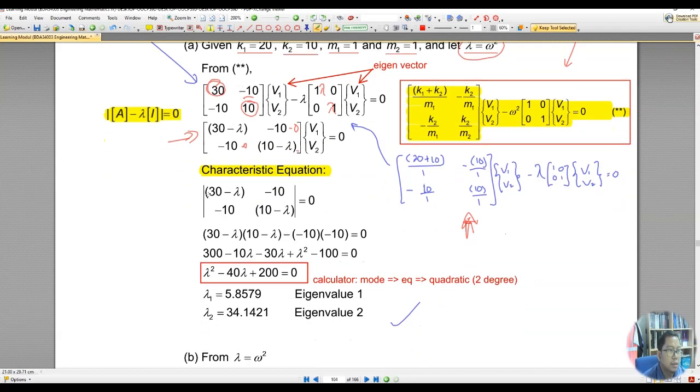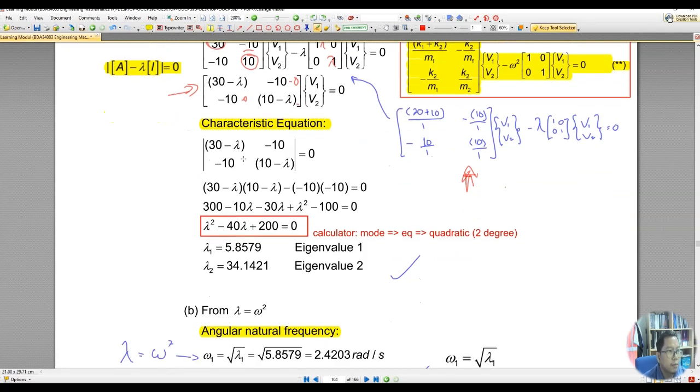Then from the characteristic equation we got this. We just focus on this first: 30 minus eigenvalue, minus 10, and so on, and then we simplify by using multiplication and subtraction. So 30 minus this element multiplied by this element at the bottom right, and then minus the multiplication of this element, minus 10, multiplied by this element, minus 10. Minus 10 multiplied by minus 10 equals 0. Then you get this equation, and then you solve it.